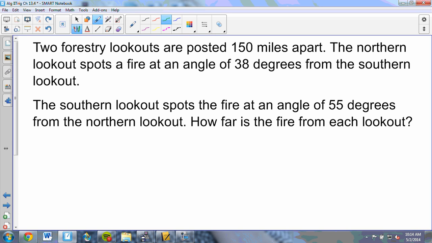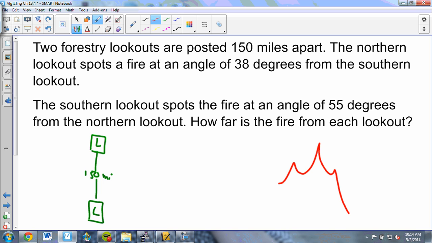Two forestry lookouts are posted 150 miles apart. The northern lookout spots a fire at an angle of 38 degrees from the southern lookout. The southern lookout spots the same fire at an angle of 55 degrees from the northern lookout. How far is the fire from each lookout? So we have one lookout tower here, right out in the forest, and one lookout tower here, and they're 150 miles apart. And then way out here, there's some big fire.